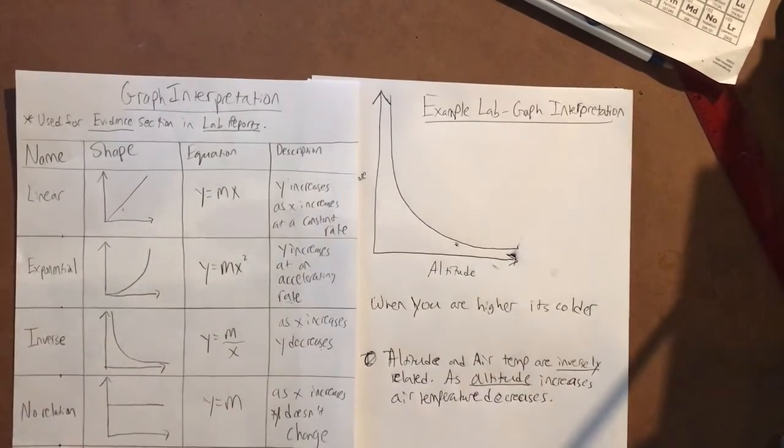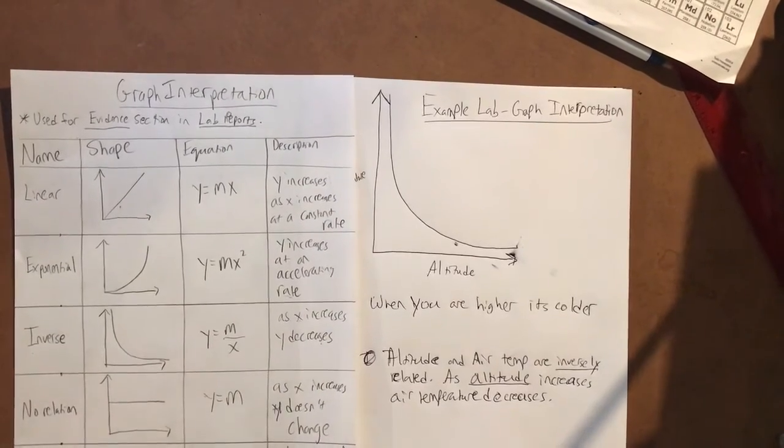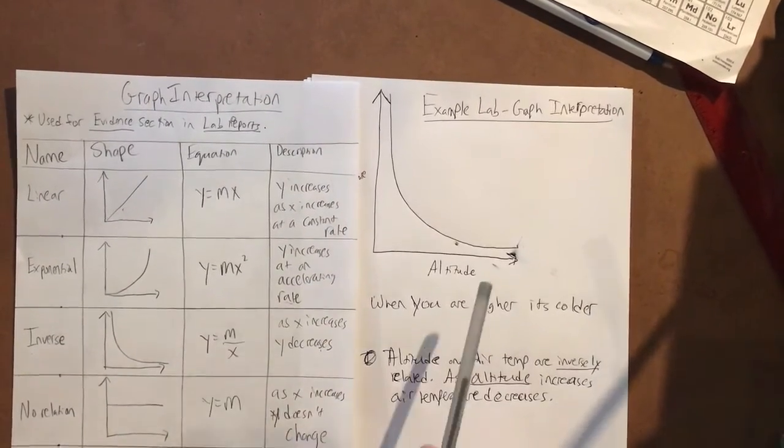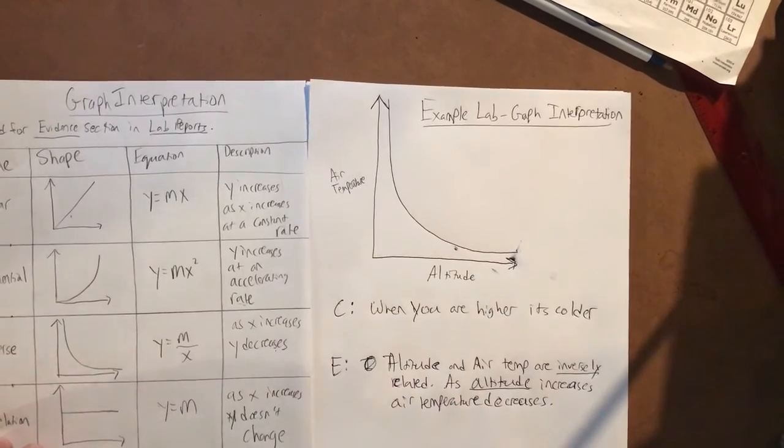Okay? You just got to make sure when you have a graph, don't say X in your evidence section. Don't say Y. Use one of these descriptions, but put the word that's on the X in place of the X, and put the word that's on the Y in place of the Y.